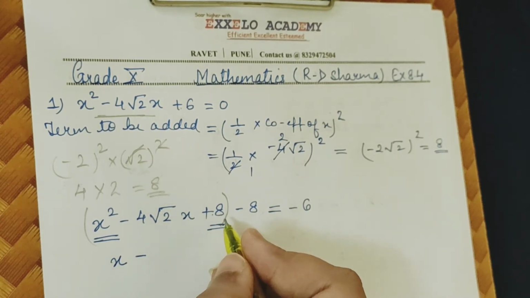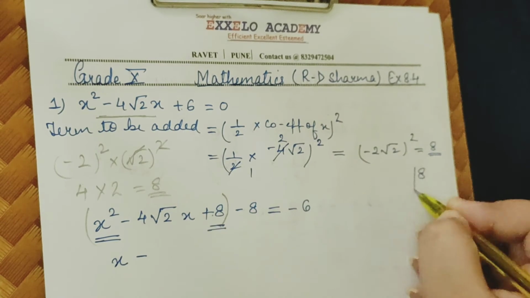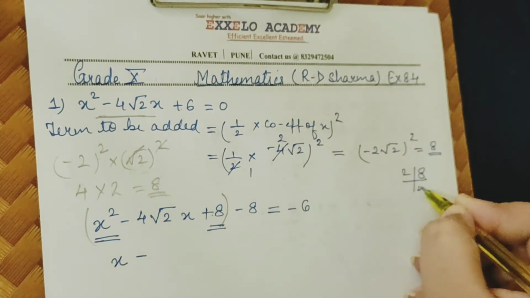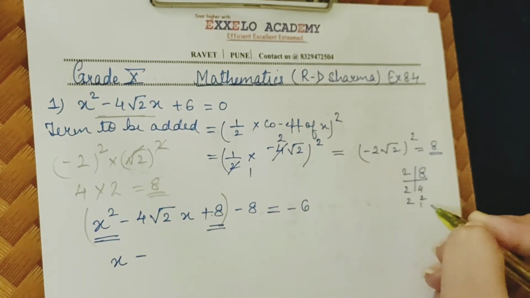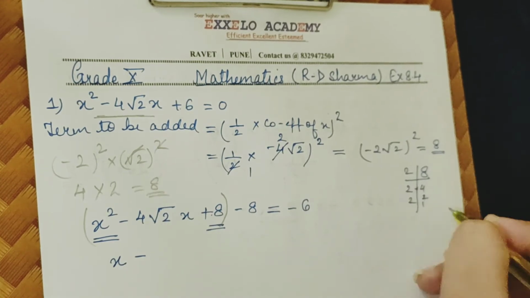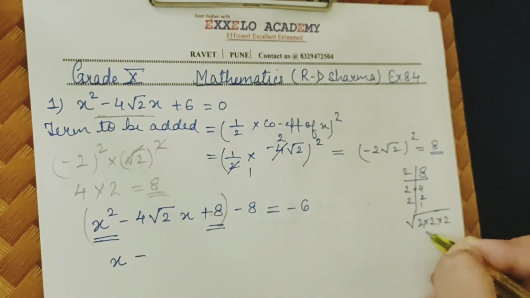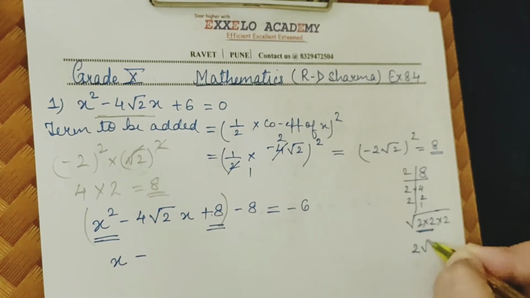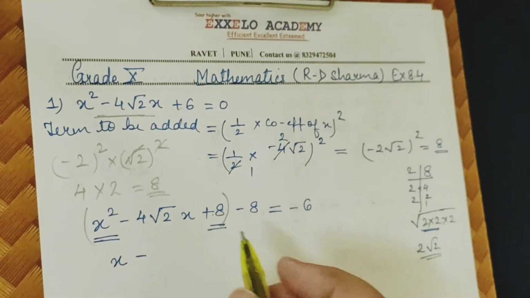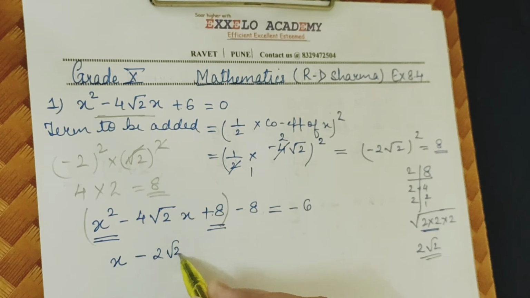8 is not a perfect square, so for that you'll take the prime factors. 2 4s are 8, 2 2s are 4, 2 1s are 2, so 2 cube is 8, right? So now take it and take the square form of it. So it will be 2 multiplied by 2 multiplied by 2. This pair will become 2 root 2. Okay, so square root of 8 is 2 root 2, bracket square.